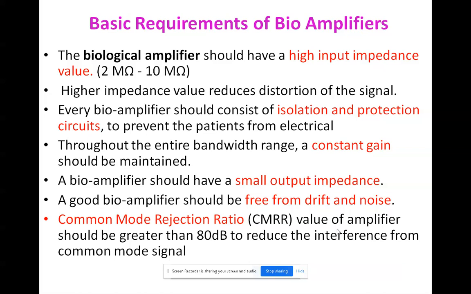And then common mode rejection ratio. I think you all know the CMRR value, which is used in the differential amplifier. So here the amplifier type will be differential type. That's why here we are using the term common mode rejection ratio. So that ratio should be greater than 80 decibel. With 80 decibel you are able to reduce the interference that occurs from the common mode signal.